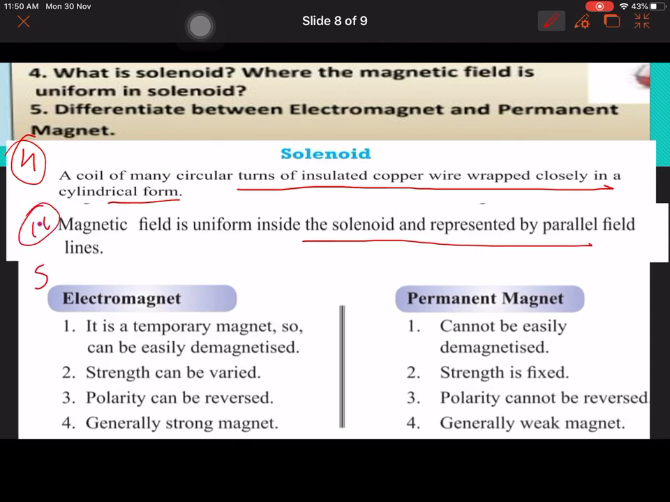Question number 5 answer. Differentiate between electromagnet and permanent magnet. You can write easily. It is a temporary magnet, so it can be easily demagnetized; permanent cannot be easily demagnetized. Strength can be varied; strength is fixed. Polarity can be reversed; it cannot be reversed. It is strong; it is weak.